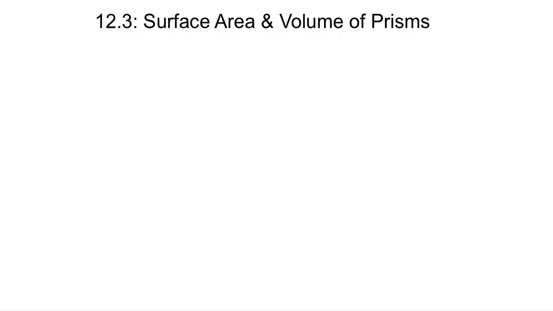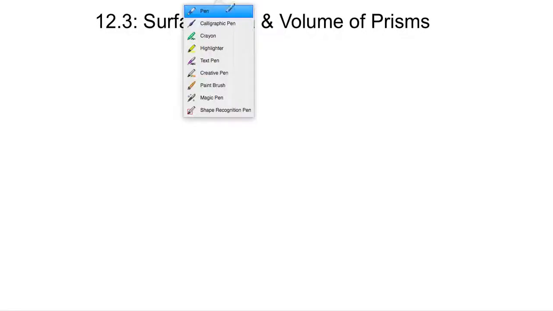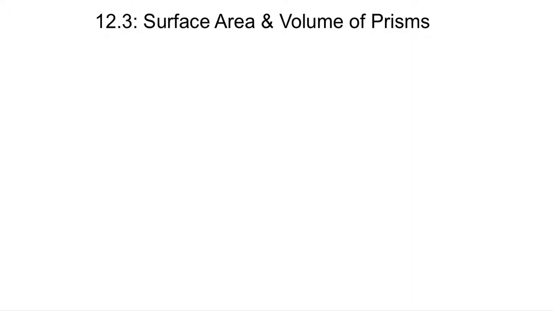Okay, so we previously talked about area of two-dimensional objects, so flat objects like squares and circles. But now we're going to be looking at surface area and volume. So now we're talking about three-dimensional objects. And so to start us off is section 12.3 in the textbook, which is all about prisms.